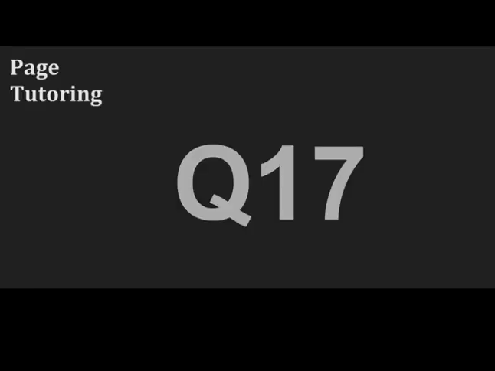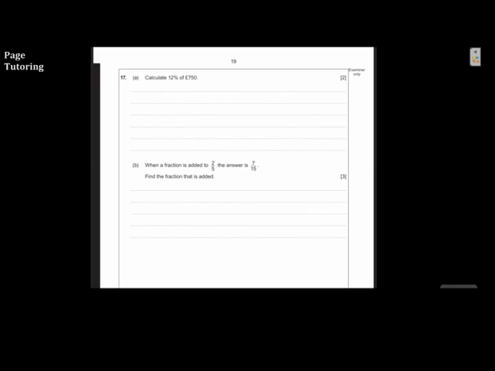Question 17, part A. Calculate 12% of £750. So for doing percentages, what we could do is first find 1%. So if 750 is 100%, then 1% would be £750 divided by 100, which would give us £7.50.